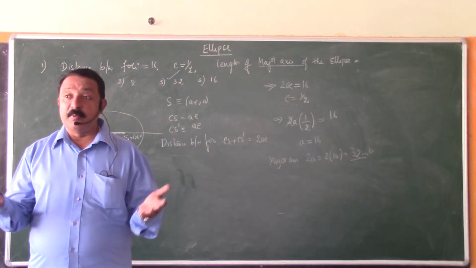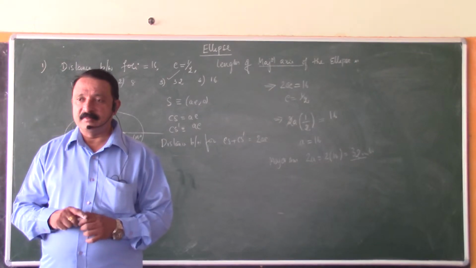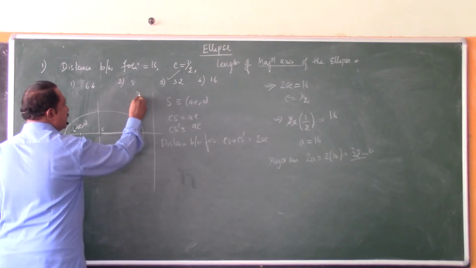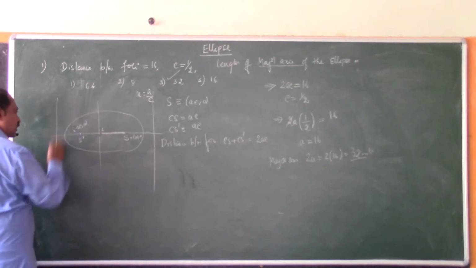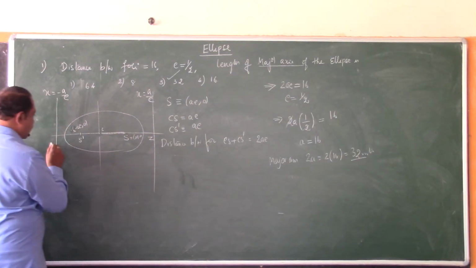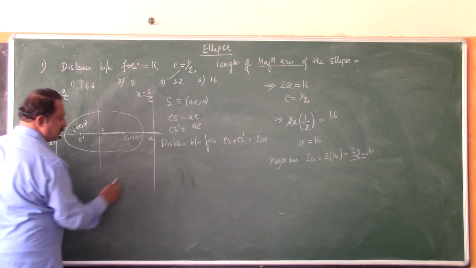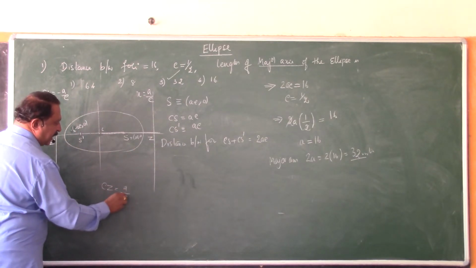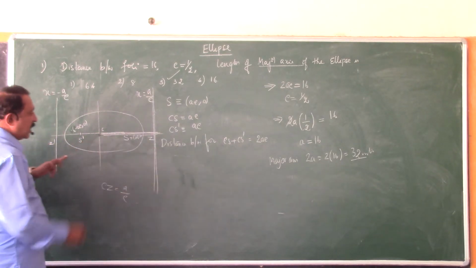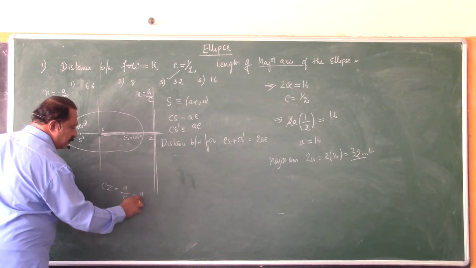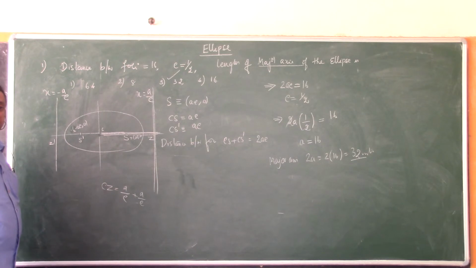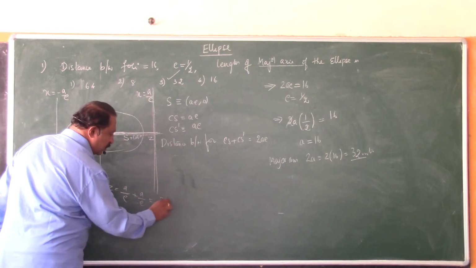If they give the distance between the directrices, also make a note of the distance between the directrices. This is the first directrix, A by E. This is the second directrix, X equals minus A by E. This is Z and this is Z dash. Now what is CZ? CZ equals A by E, because this distance is A by E. And this is also A by E, but on the left side. So A by E plus A by E is 2A by E.